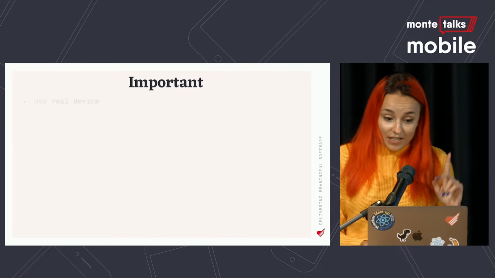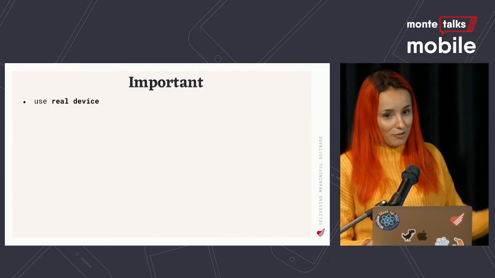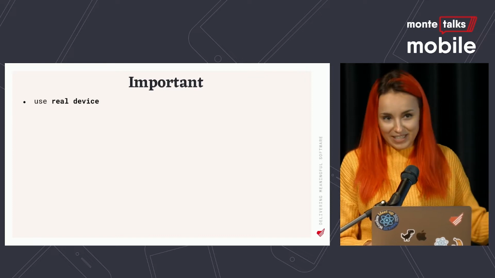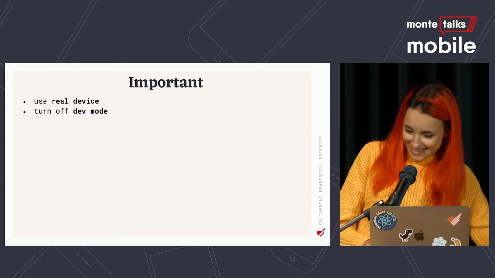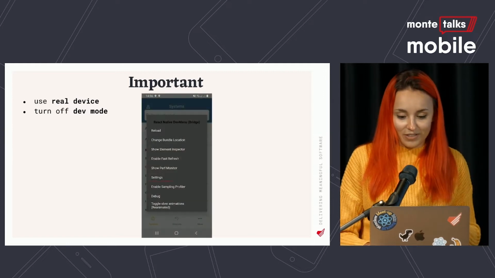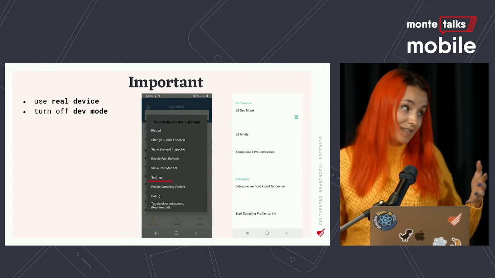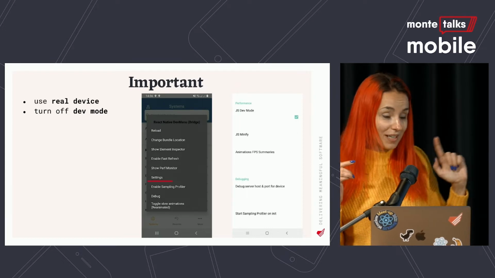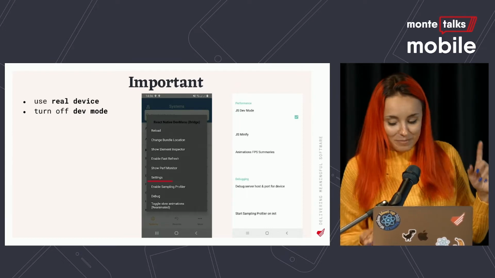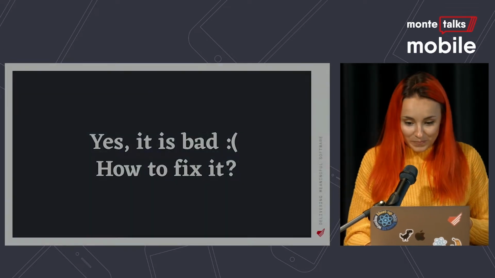So, important things here: use a real device. Never test performance on simulators, because it's not true. Turn off dev mode, as I've mentioned, and you can do it also in the settings. You will see the settings, though they don't always look too nice, especially on Android with dark mode. Don't be scared, you will not see any text, but basically you need to uncheck the first check mark and you will be good to go.